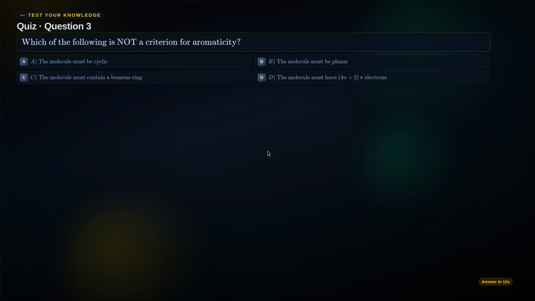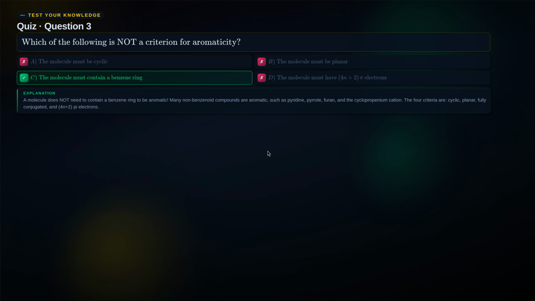The correct answer is option C. A molecule does not need to contain a benzene ring to be aromatic. Many non-benzenoid compounds are aromatic, such as pyridine, pyrrole, furan, and the cyclopropenium cation. The 4 criteria are cyclic, planar, fully conjugated, and 4n plus 2 pi electrons.